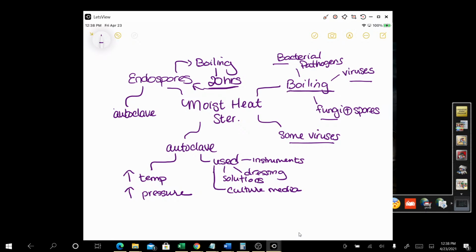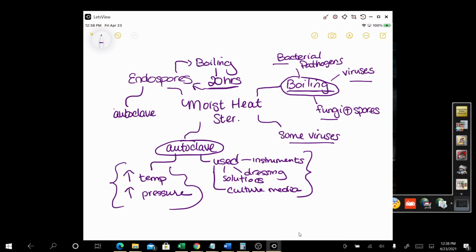Now, if you can remember boiling and autoclaves. So with boiling, what microorganisms are killed? Then with autoclave, you need to remember that there is a high temperature and high pressure that is needed. And what the autoclave is used to sterilize, these particular things. And you need to remember that endospores are killed through autoclaving and boiling. With boiling, 20 hours is needed to kill them.